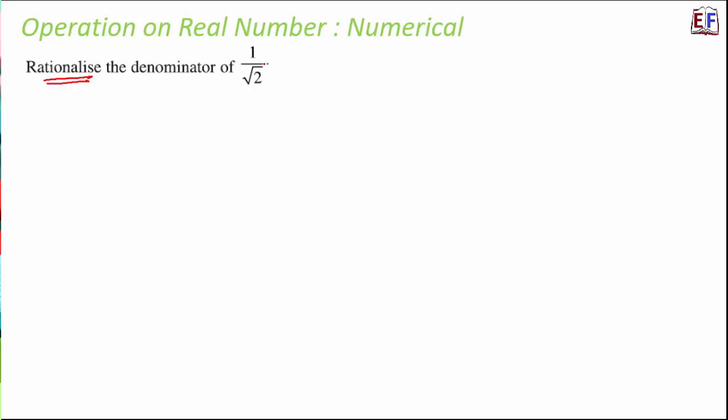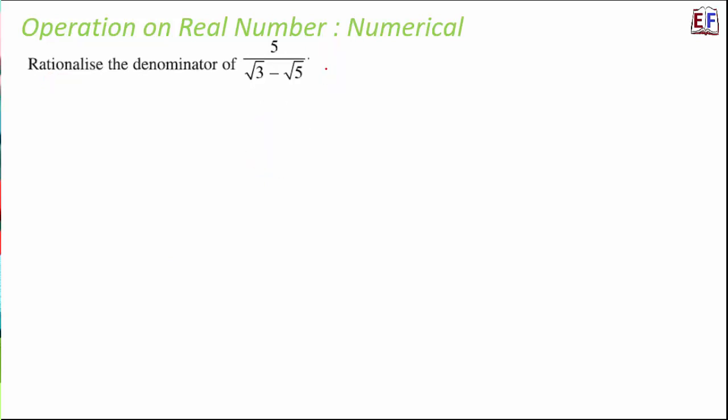So how do we do that? Whenever it is a root in the denominator, we multiply it with the same root, because for square roots, let's say it is root 2, if you multiply by root 2, you get 2. Root 5, if you multiply it by root 5, you get 5, right? So in such cases we multiply it with the same square root. So we will multiply the numerator and denominator by root 2. So we get root 2 divided by 2. So the denominator is rationalized.